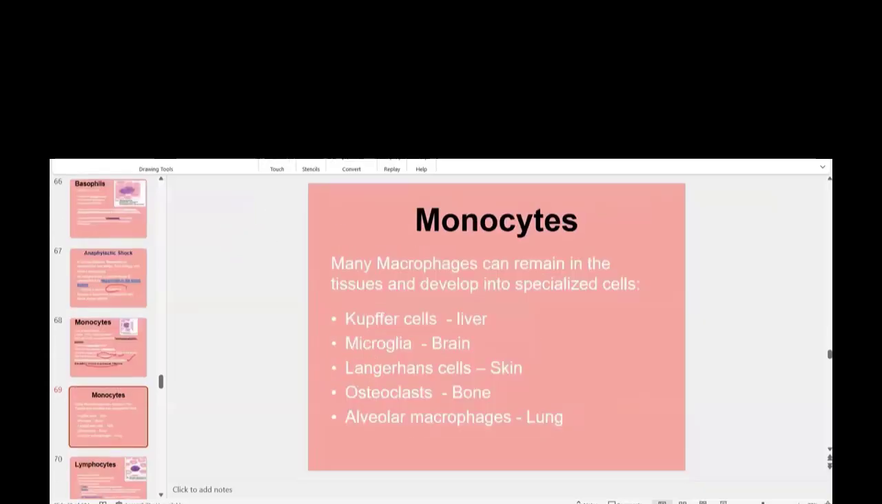So when they go to the different tissues and work there, what do we call them? Their name changes, right? We call monocytes macrophages when they enter into the tissue. So we call them Kupffer cells in the liver, microglia when they enter into the brain, Langerhans cells if they are in the skin, and skin is an organ also. Osteoclast cells if they are in the bone, and alveolar macrophages when they are in the lung.